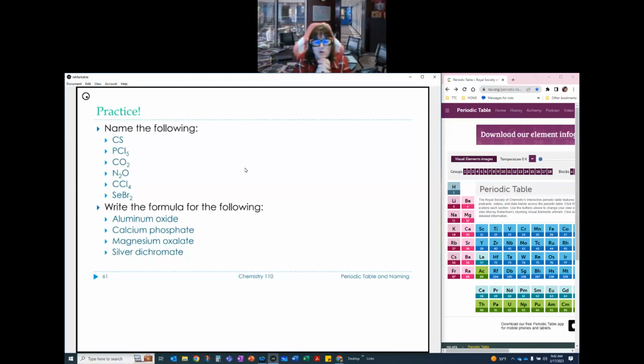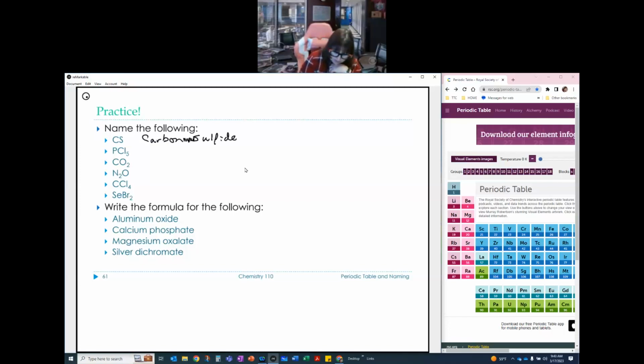All right, got a little more practice for you. So, naming a few things, writing a few formulas, and again, I will go through the first of these. So, I have my carbon and sulfur, both of which are nonmetals. So, this is going to be carbon sulfide, but it's a monosulfide, okay, because it's non-metal to non-metal.